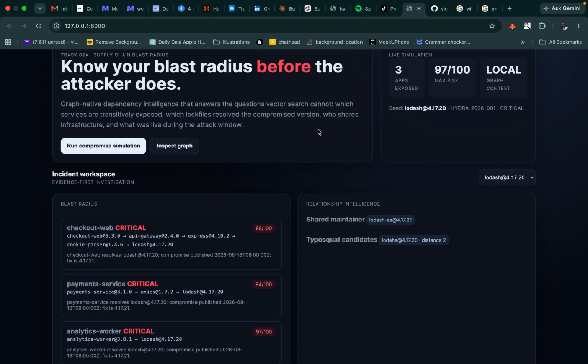Hydra Sentinel turns dependency data into an explainable attack graph. So when a package is compromised, you don't have to guess your blast radius. You can trace it, understand it, and act on it.